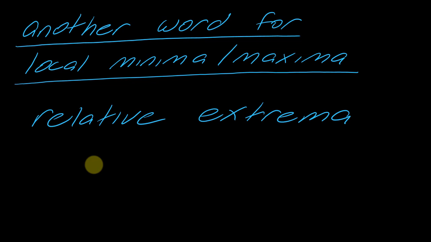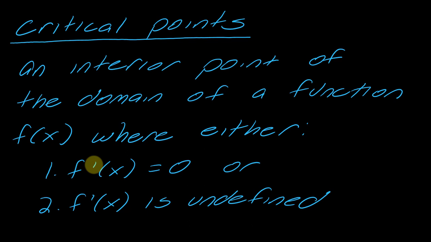Okay, so now what I want to do is think about those peaks and valleys. Those peaks and valleys actually represent what we call critical points. So an interior point of the domain of a function f of x is a critical point when either the derivative is equal to 0 or the derivative is undefined. So this we can really clearly see if we think about what this means. So the derivative stands for several things, right?